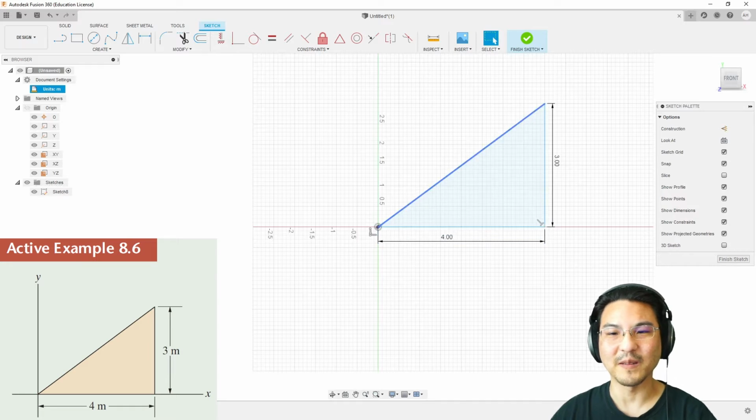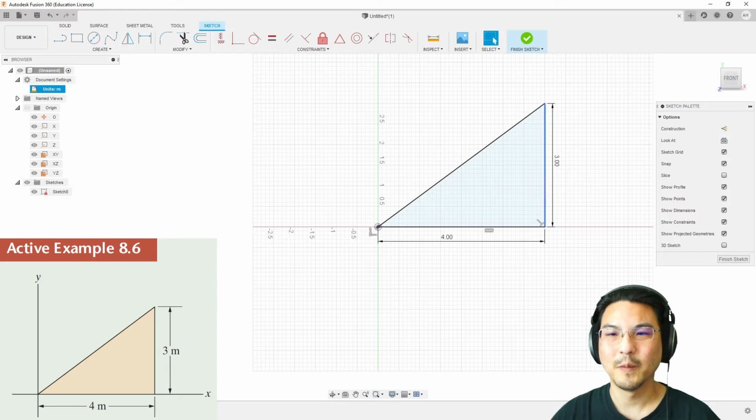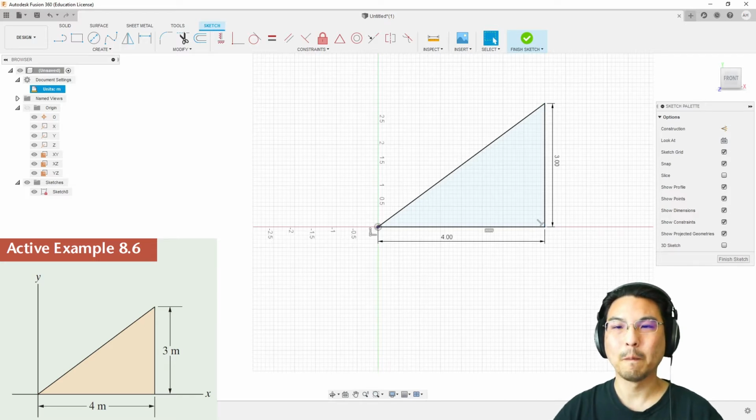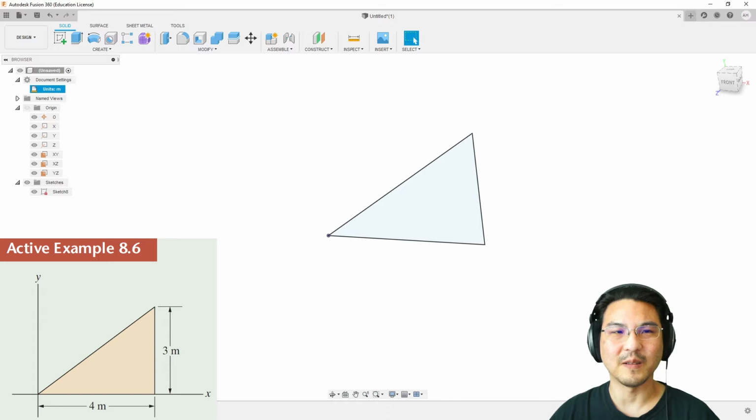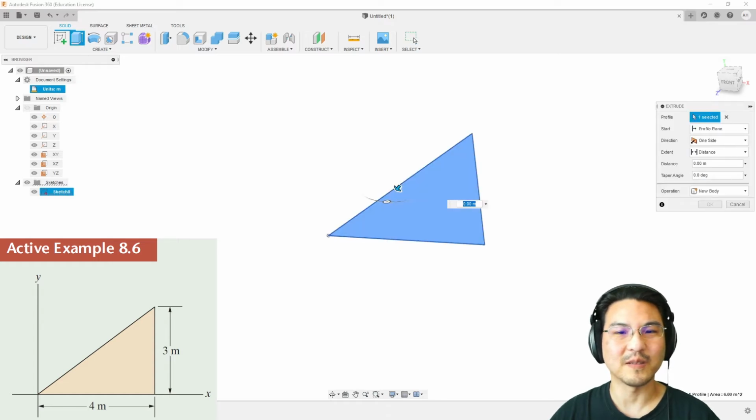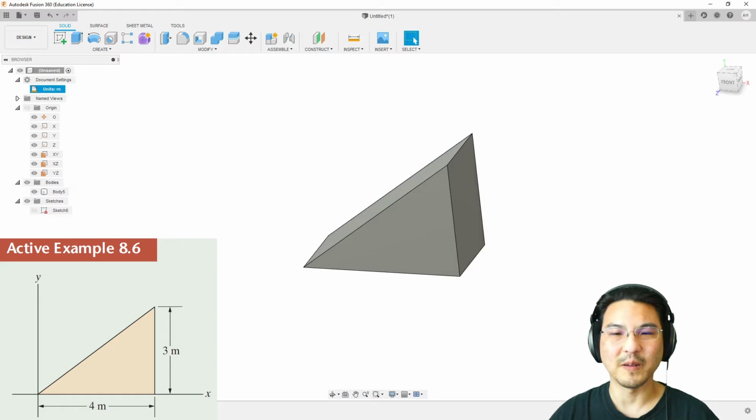Let me do that again. Right? See how they're blue? The lines, the sketch lines. But if I make this constraint horizontal, all the sketch lines turn black, which means now the sketch is completely defined. Right, so let me finish. And now let's turn this into a solid. So like that. And here we go.